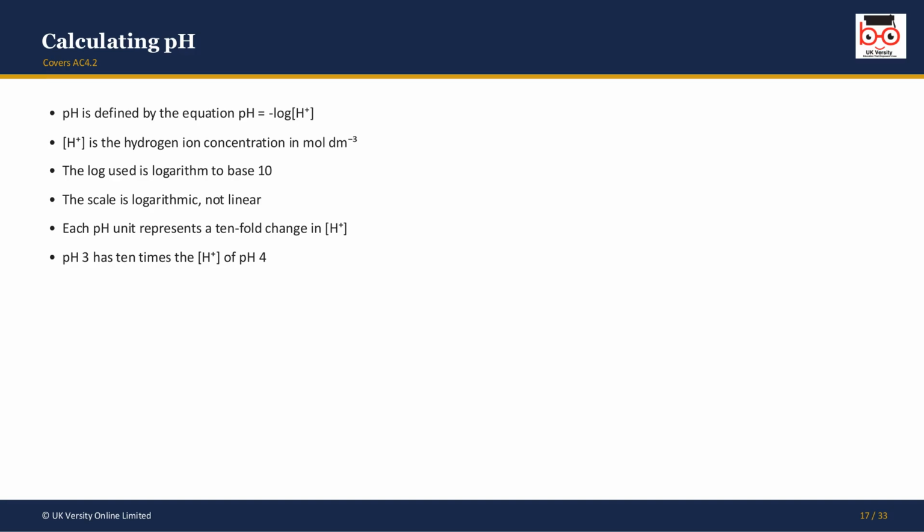The crucial thing is that the scale is logarithmic, not linear, so each whole pH unit represents a 10-fold change in the hydrogen ion concentration. That means a solution at pH 3 has 10 times the hydrogen ion concentration of one at pH 4.